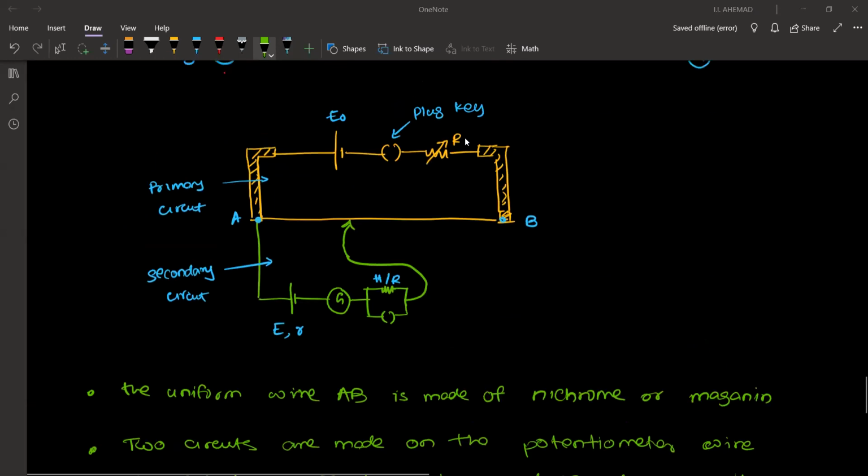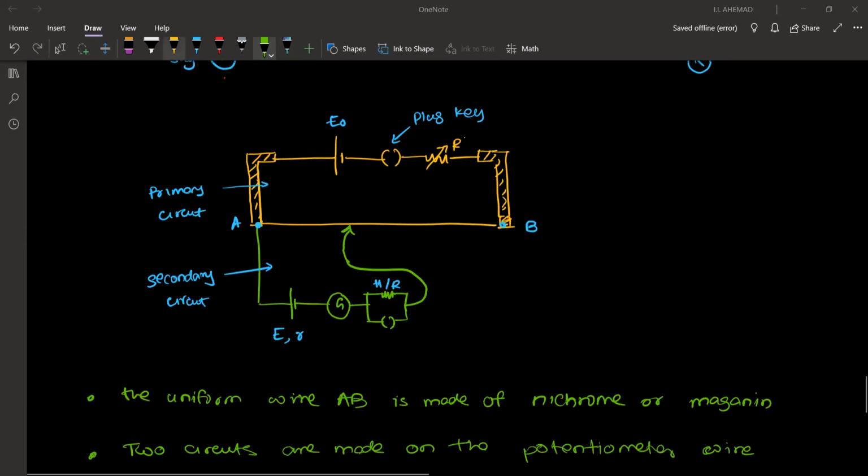Okay, so let's go back to this diagram. In this diagram, this is AB and this is AC. Now let's say the balance length is L. So the potential drop here in this wire is going to be VAC. There will be a current in this primary circuit. Let's say there is I.